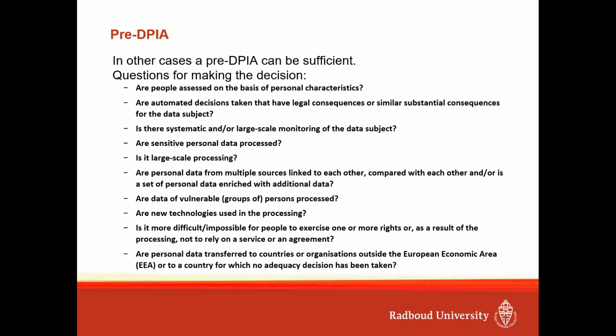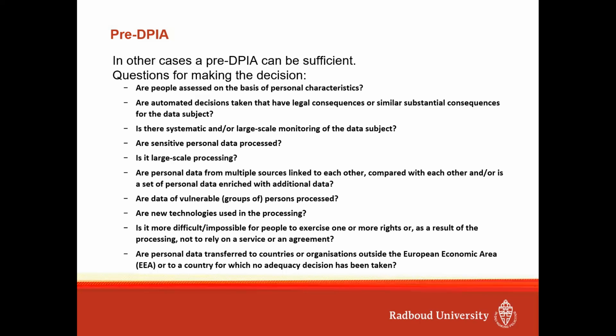And then there are a couple of questions which are mentioned here. Are they assessed on the basis of personal characteristics? Is there automated decision-making that has legal consequences or similar substantial consequences for the data subject? Is it systematic or large-scale monitoring? Is sensitive personal data processed? Is it large-scale processing? Is personal data from multiple sources linked to each other, compared to each other, or a set of personal data enriched with additional data? Vulnerable groups? New technologies used in the processing?